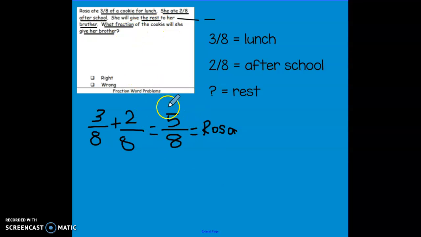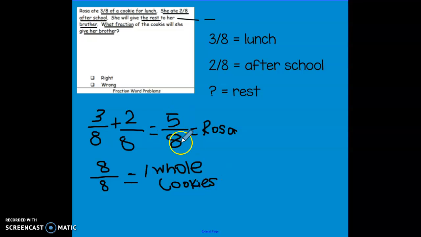So what am I going to subtract? I know I'm going to subtract something from 5/8. Let me see if there's a clue. Well, I noticed that the denominator is 8, right? So I know that 8 makes up a whole. Whenever the numerator and the denominator are the same, that makes up a whole. So it makes up one whole cookie. And I know that she ate 5/8 of that cookie, and whatever's the rest belongs to her brother.